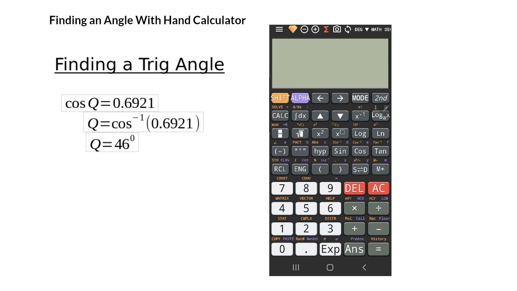Now, let's say that I want to do the cosine inverse of 0.6921. Here's what you do. You hit shift, cosine, and then you put 0.6921, and then you hit equals. And you'll notice my answer is 46.2, exactly like we saw online when we looked at the previous lesson.